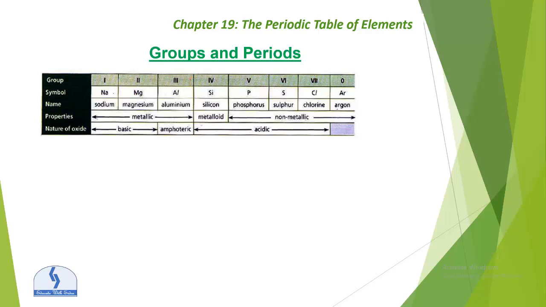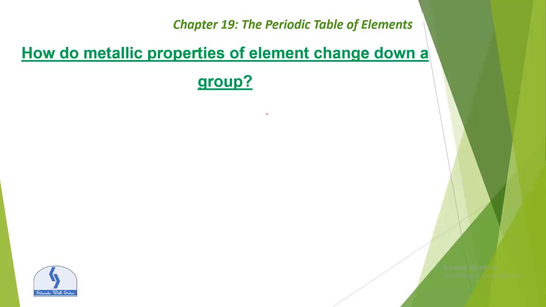As I told you, on the left side of the periodic table is the metallic character, and on the right side is the non-metallic character. In the center are the metalloids, having properties of both metals and non-metals. As for the nature of oxides, metals form basic oxides and amphoteric oxides, and non-metals and metalloids form acidic oxides.